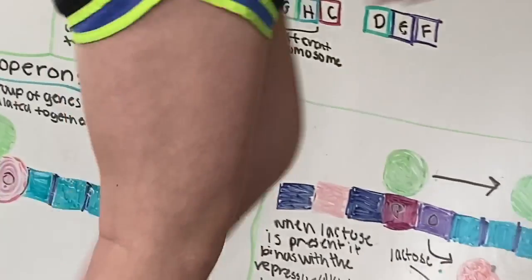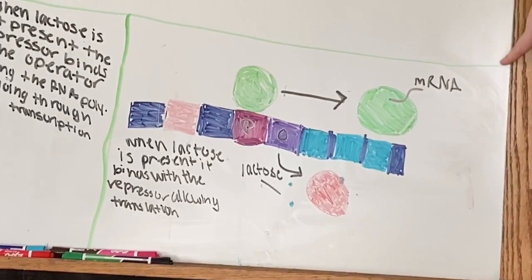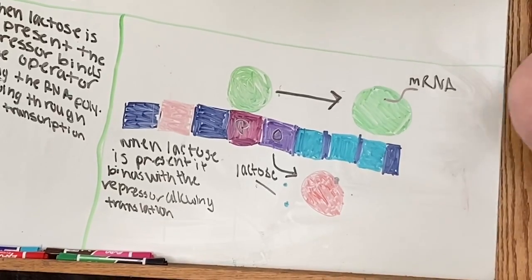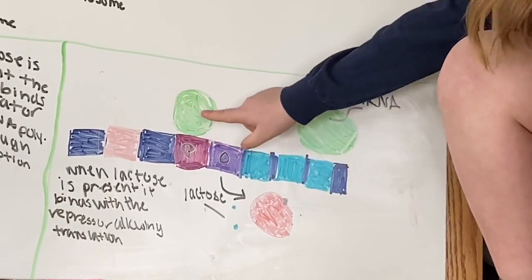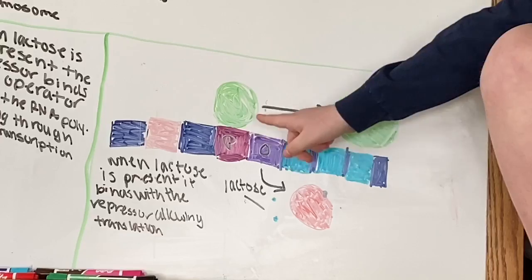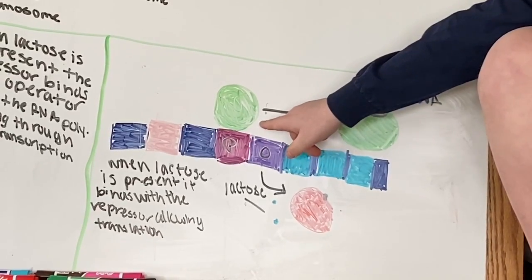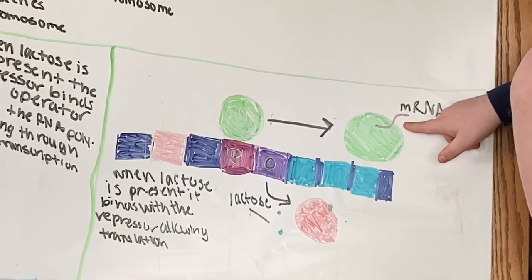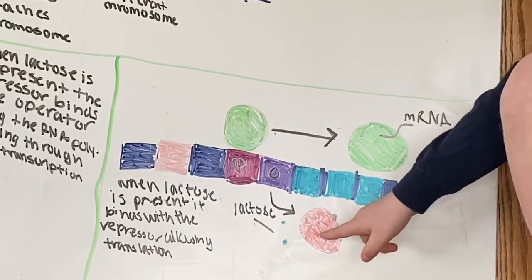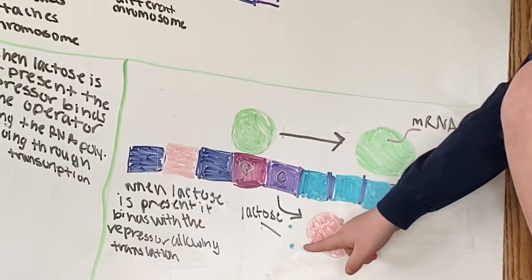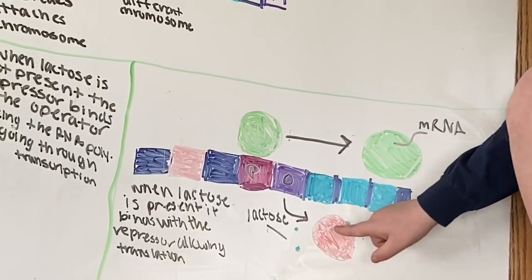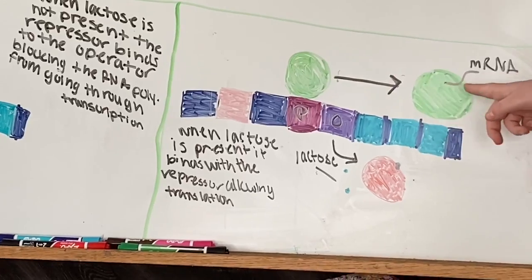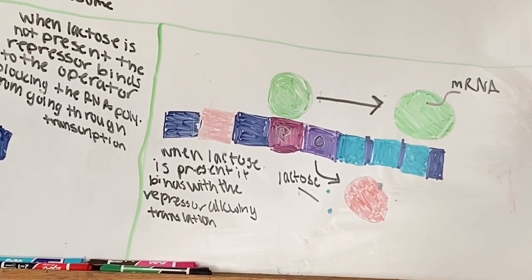And over here, I showed what it would look like if there was lactose. So right here, it shows the polymerase not being blocked by the repressor, so it is able to go into transcription, and that's the RNA. And then down here, it shows the lactose binding to the repressor, and that allows us to go into transcription. So yeah.